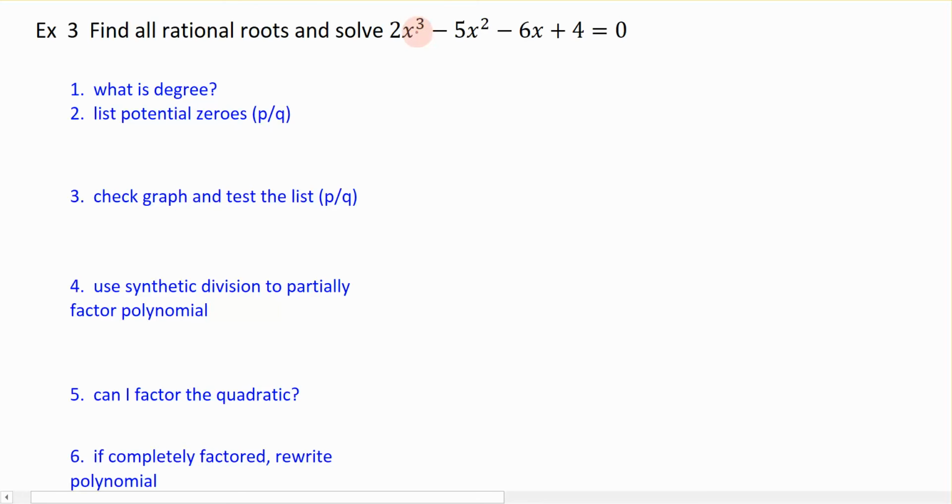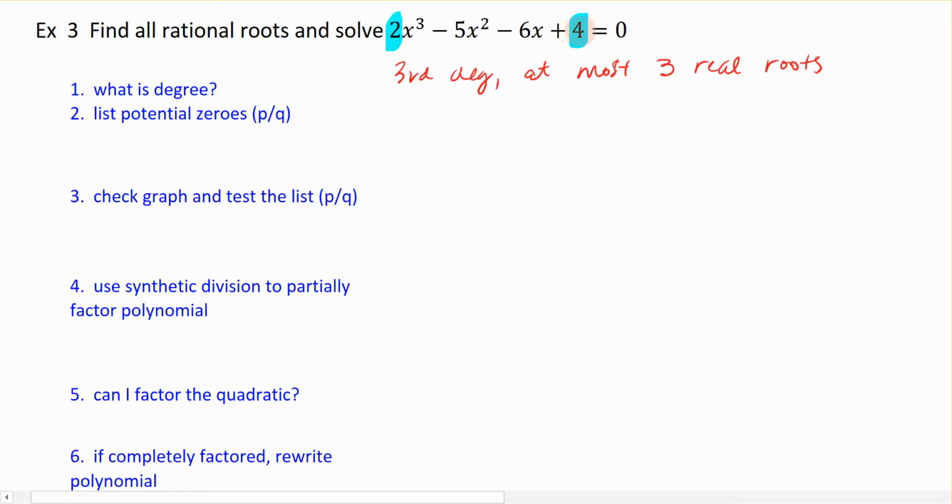This is again a third degree polynomial, so I will have at most 3 real roots. Okay, that's what I would be looking for. Now I want to come in and I want to list the potential zeros using P and Q. P comes from the constant in the term, the last term. Q comes from the coefficient of the leading term.